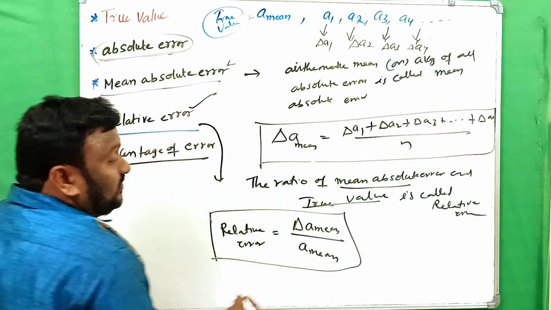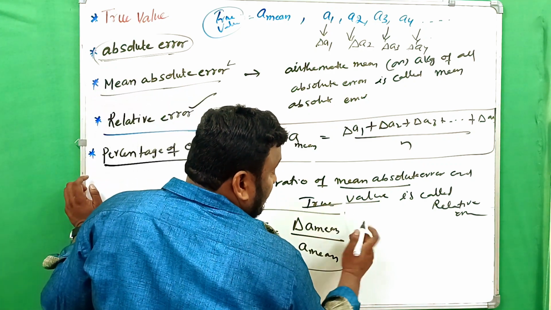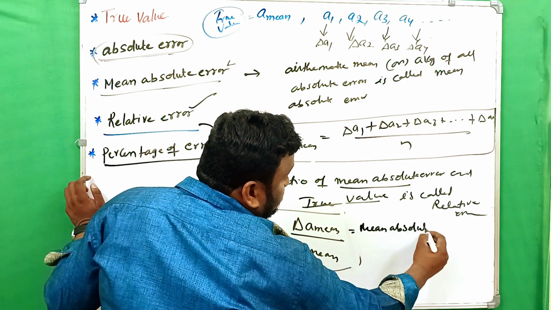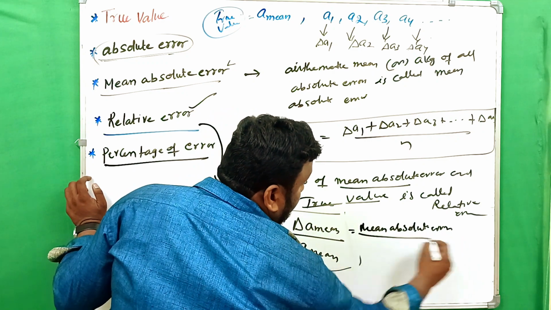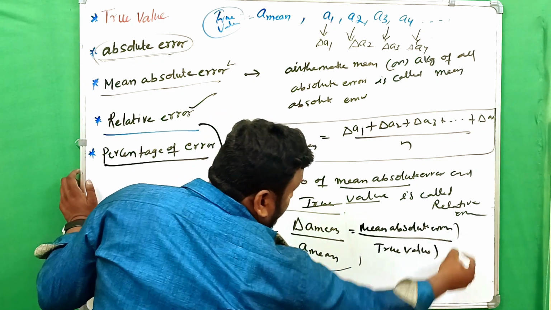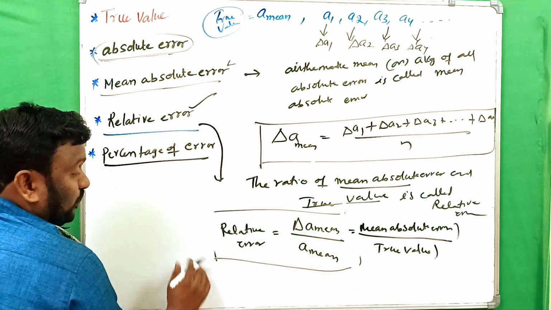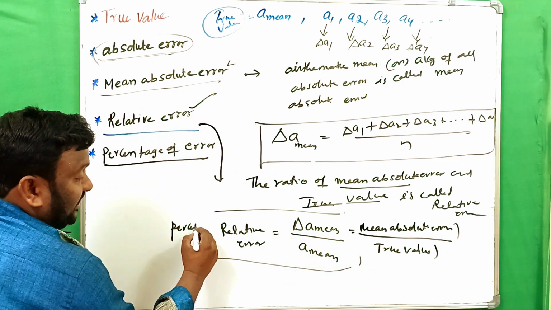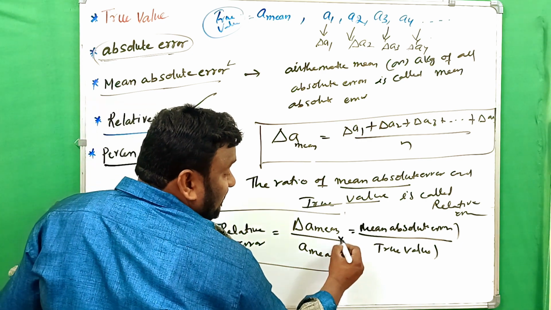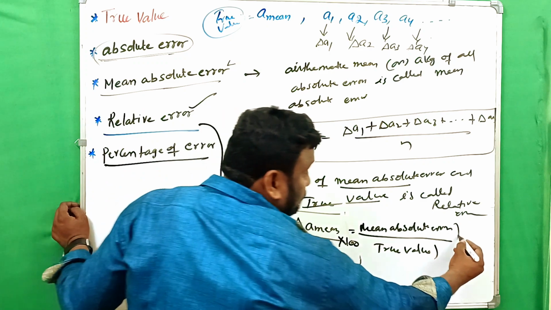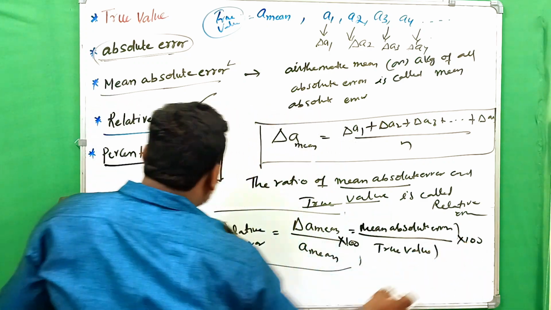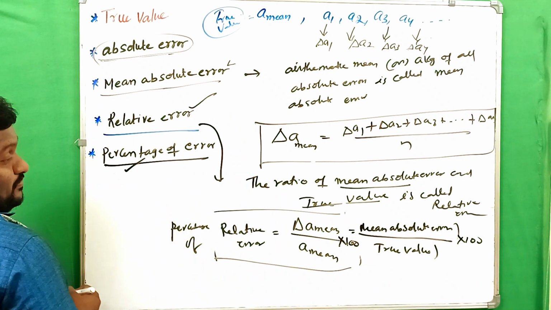Simply, what is delta A mean? Mean absolute error by true value. Clear? So now the percentage of relative error should be expressed simply like this: relative error into 100. Relative error into 100 means what? That is percentage of error.